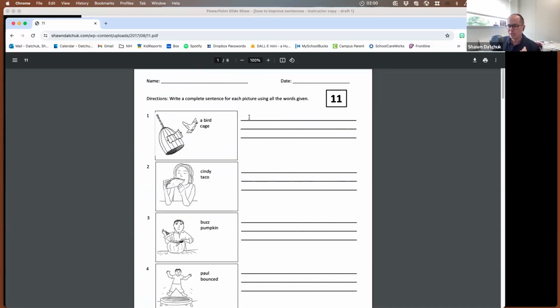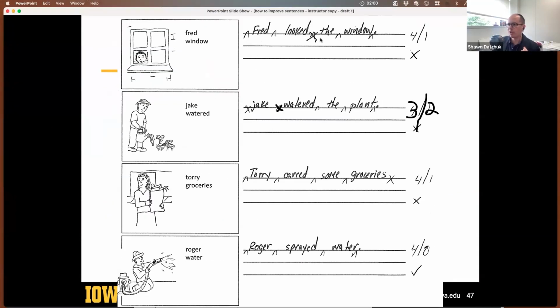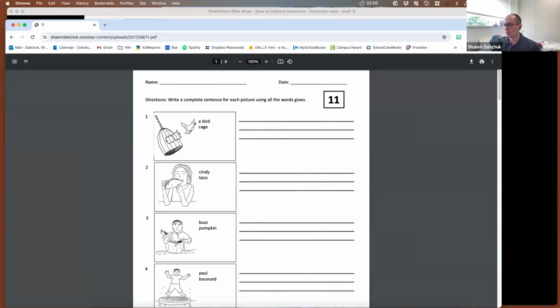So let's say a student wrote, let's go back here, "Fred looked the window." Capital F, awesome job remembering the capital letter. You named Fred. Now tell me more about Fred. "Look the window." Okay, so you have the end mark here. "Fred looked." Oh no, some word is missing here between "looked" and "the." Oh, it's probably "at." So be sure to write "at" next time. So we'd actually walk through how to score that. That typically takes about 2 to 3 minutes.